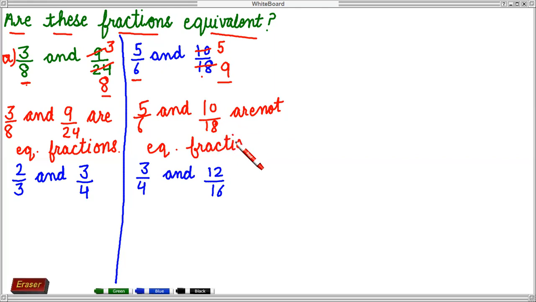Now moving down, 2 by 3 and 3 by 4. This is itself the simplified version because in no table 2 and 3 both will come and in no table 3 and 4 both will come. So this is part C and it was part B. So 2 by 3 and 3 by 4, you can see these are not equal. So these are not equivalent fractions.